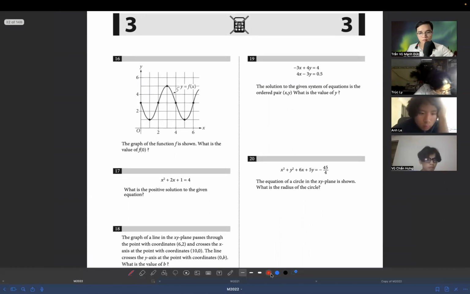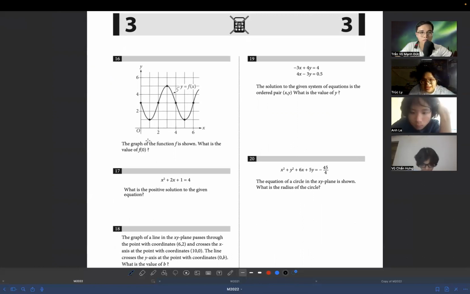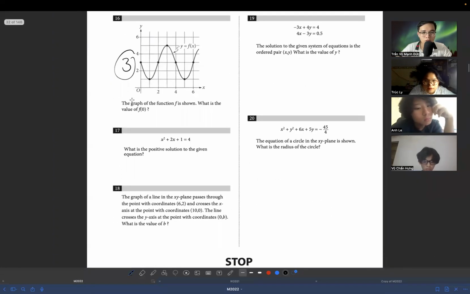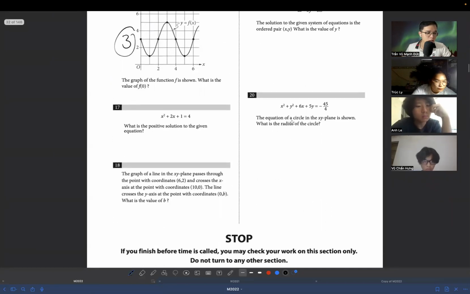16th question, everyone. What is the value of f(0)? Lina, can you tell me what is the value of f(0)? The value is 3. Exactly, just look at the graph, right? It's 3. Correct. What is the positive solution? I'm going to write it down here. It's 17.